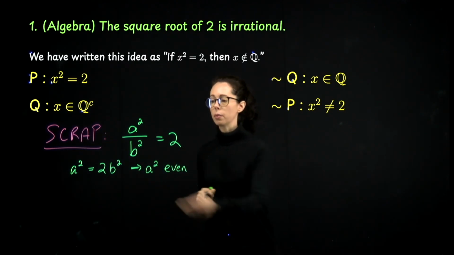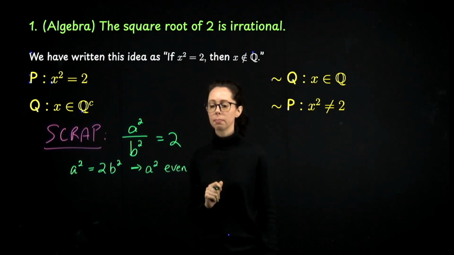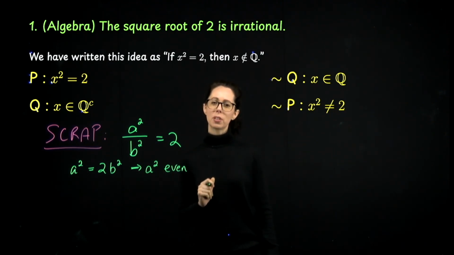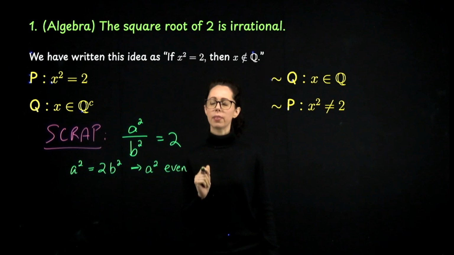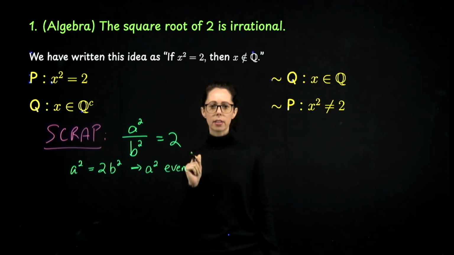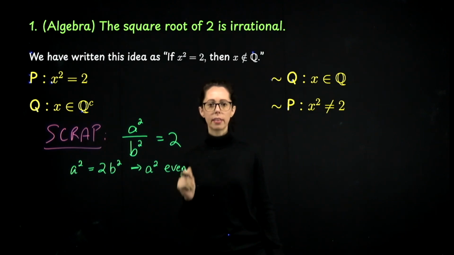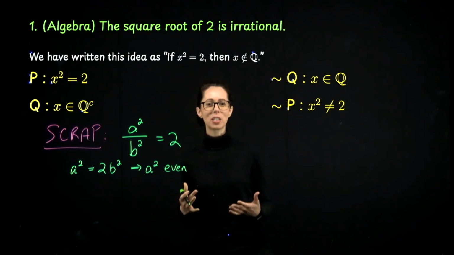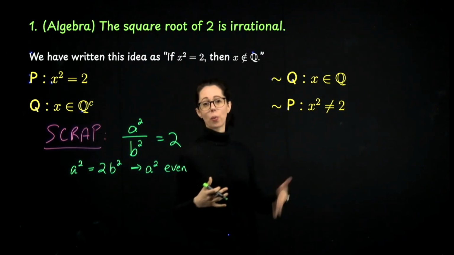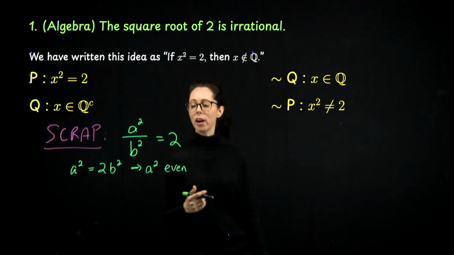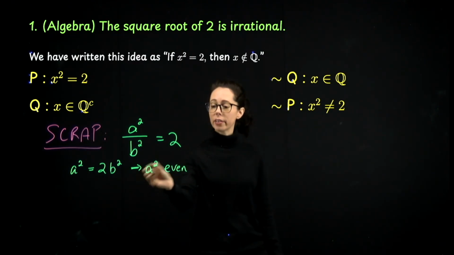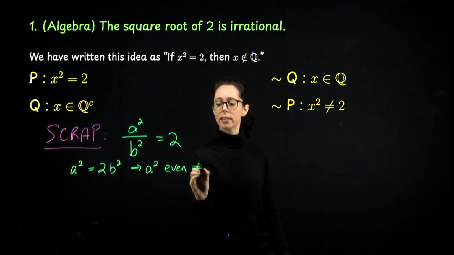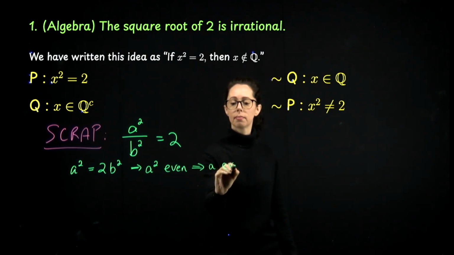Okay, so it implies that a squared is even. We proved by using the contrapositive in a previous video that if you have an integer and the square of the integer is even, then the original integer is even. It's not a very hard thing to believe, right? Even integers squared are even, odd integers squared are odd. But we did literally prove that if a squared is even and a is an integer, then a is even.